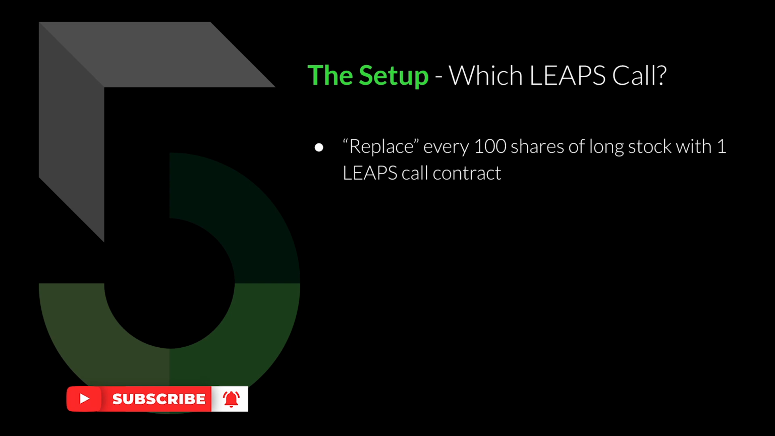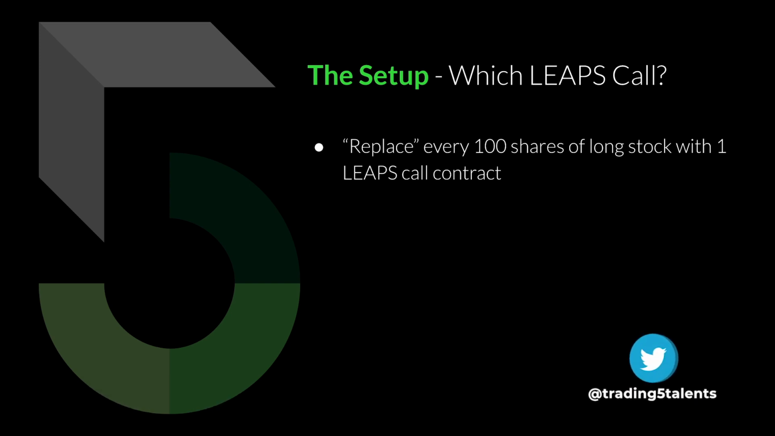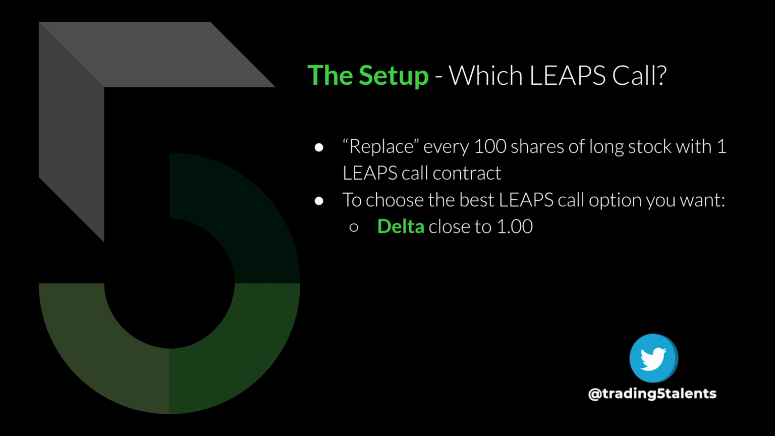Now, to choose the best LEAPS call option, these are the characteristics that you want. First of all, you want the delta to be as close to 1.0 as possible. You can't get exactly 1.0, but you want it as close to 1 as possible. In contrast, you want the theta as close to 0 as possible. The delta and theta are two Greek values associated with options contracts. If you want more information about the Greek values and how they relate to options pricing, I'll make the link available so that you can learn more.